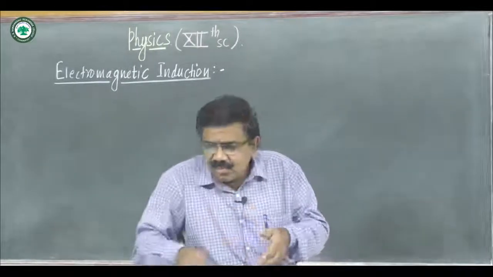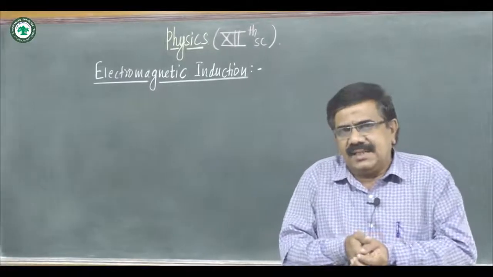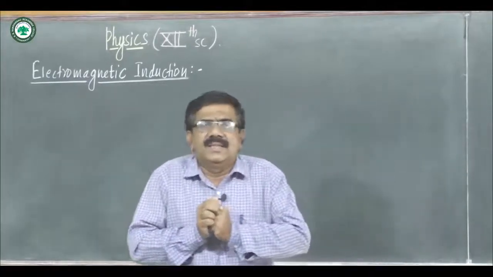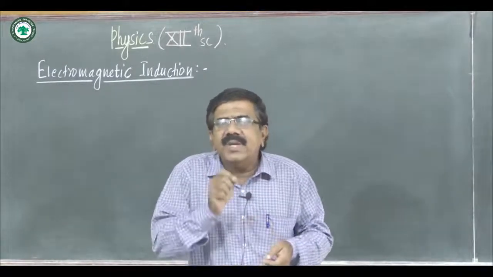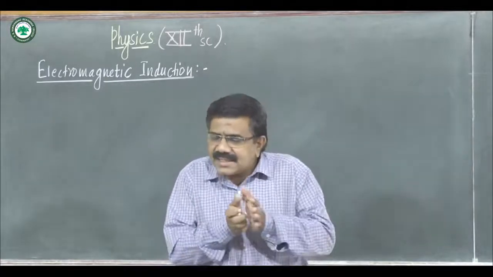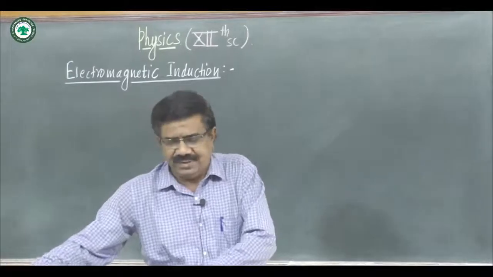In translational motion of conductor, if L is the length of the conductor, V is the velocity of conductor in a magnetic field, the EMF induced is given by BLV. In the translational motion of conductor, EMF induced is E equal to BLV.